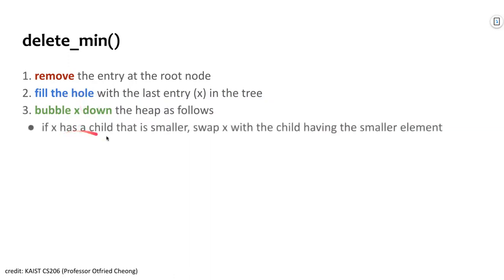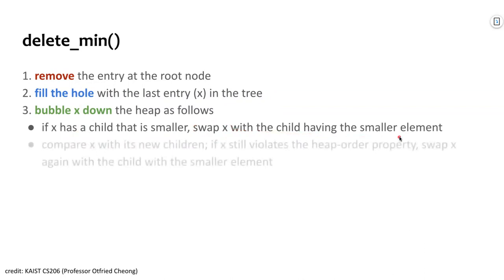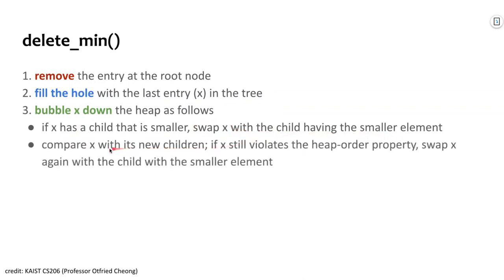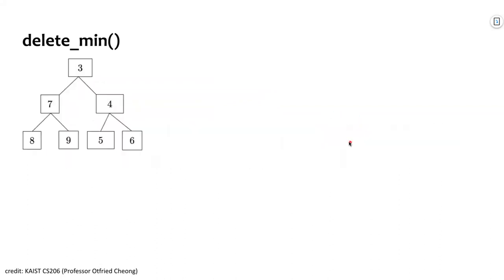And if X has a child that is smaller, then we're going to swap X with the child having the smaller element. And compare X with its new children. If X still violates the heap order property, then we're going to repeat this process again and again. I'm going to show you a picture.